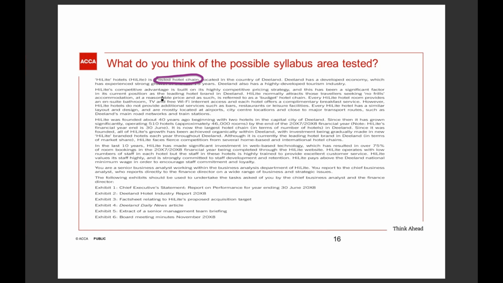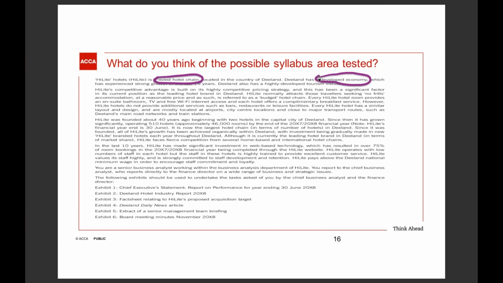Okay, you see the background of the case study is about a hotel. So they talk about what? This is a listed hotel chain. If it's a listed hotel chain, it should tell you something about the background of this particular company. Why? Because you know that in this listed hotel chain there'll be shareholders, things like that. And it's located in a country called Dylan. And they did mention that this country is a developed economy.